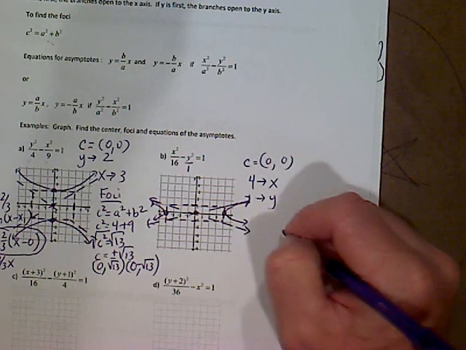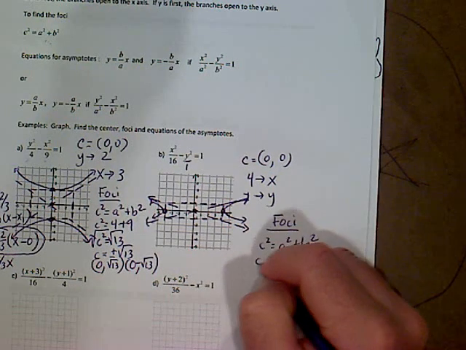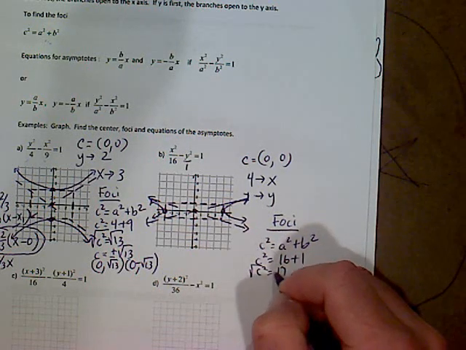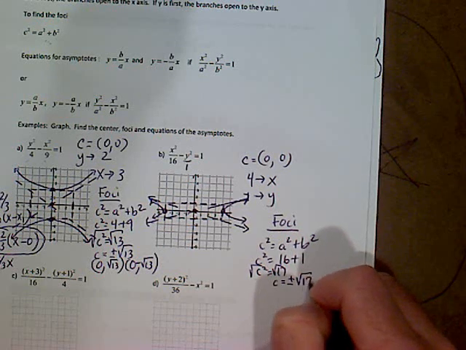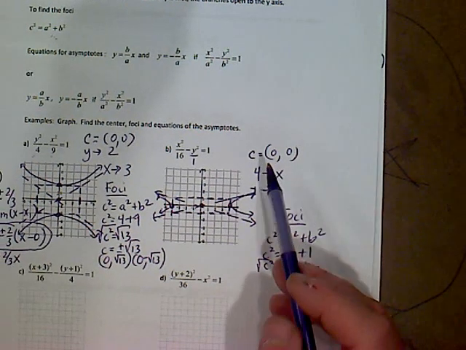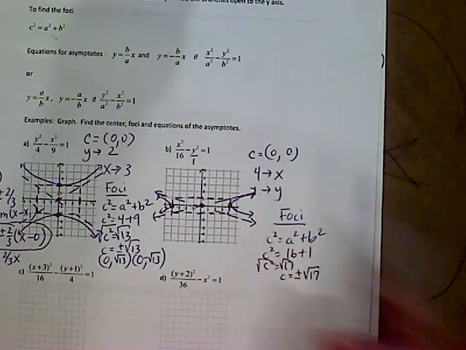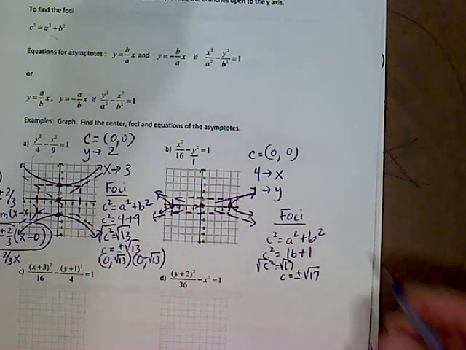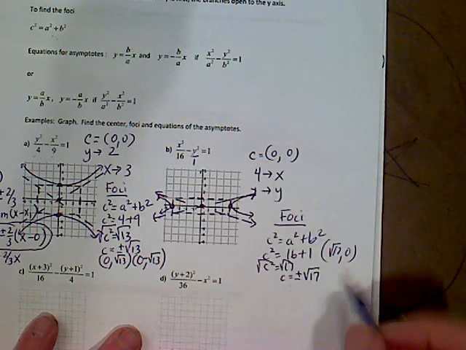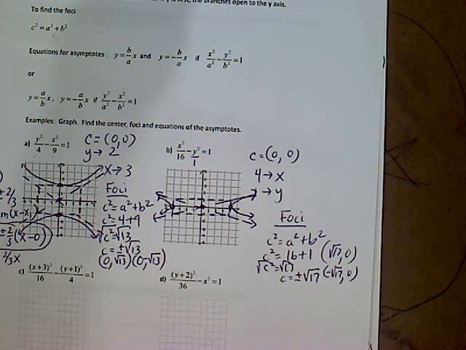Now, as far as the foci go, foci will be c squared equals a squared plus b squared. So c squared is going to equal 16 plus 1. So c squared equals 17. Square root, c equals plus or minus radical 17. That's going to get added and subtracted to the center along the major axis. The major axis, or where the branches are, pardon me, is with the x, so it's going to get added and subtracted to the x. Wherever the branches are, that's what you add and subtract to. So it's going to be square root of 17, comma 0, because 0 plus that, and then 0 minus it, negative square root of 17, comma 0. And there are your two foci.